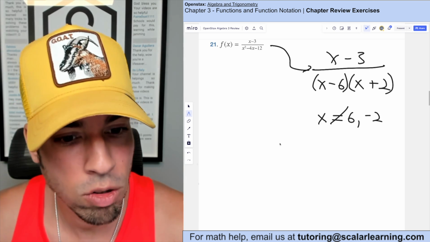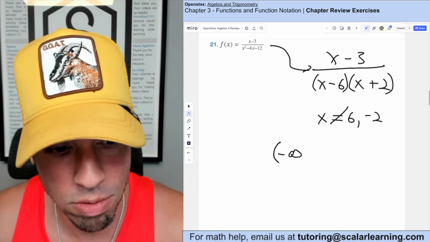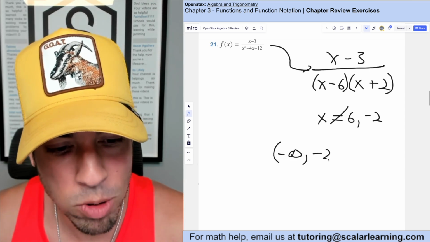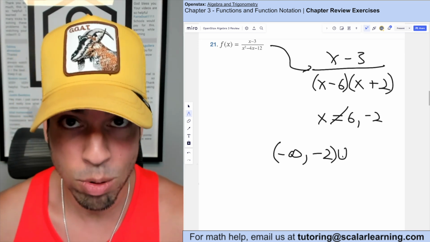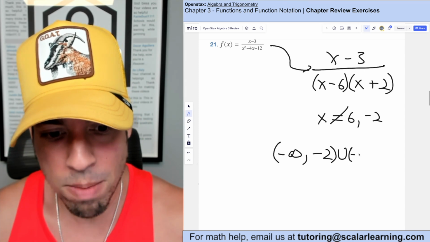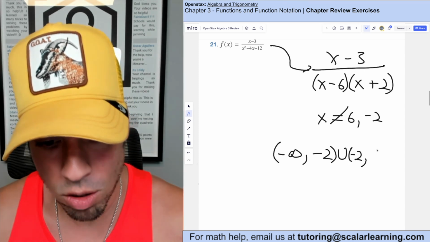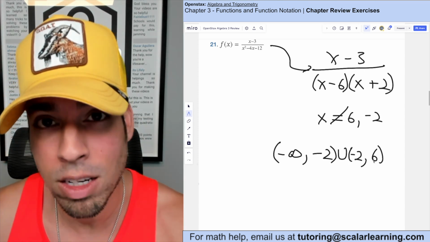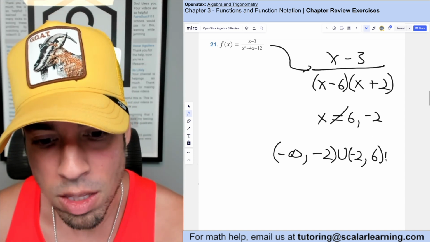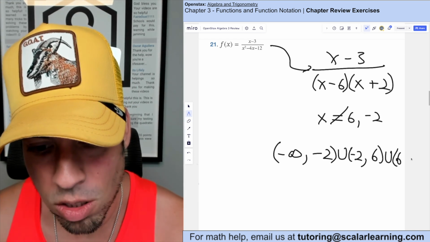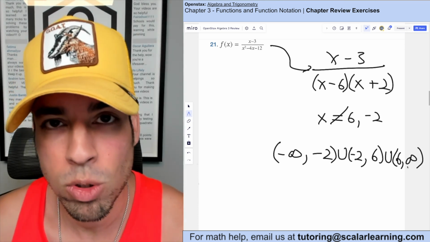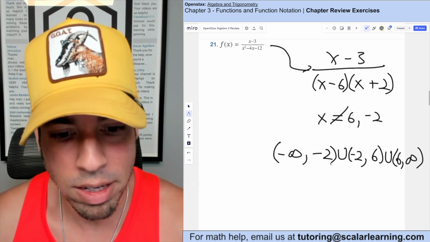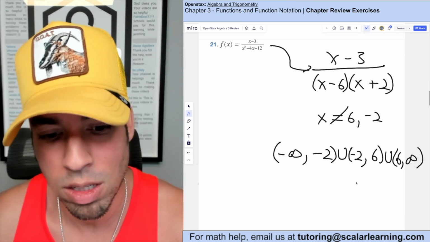So if we're putting this in interval notation, we're saying everything starting from -infinity all the way up to -2, but not including it. Hence, we have the curved parenthesis as opposed to a bracket. Then we pick right back up on the other side of -2 and go to 6. Again, we're not including 6. 6 is not allowed. And then we union that, and then we go from 6 all the way to positive infinity. So basically, this interval notation means any value other than -2 and 6 will be acceptable in the domain.